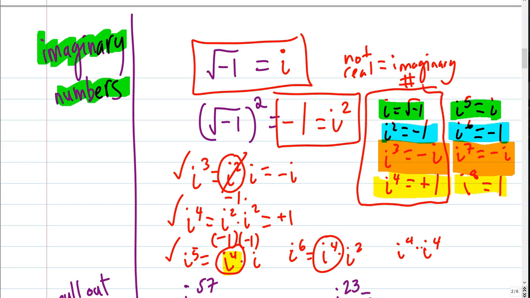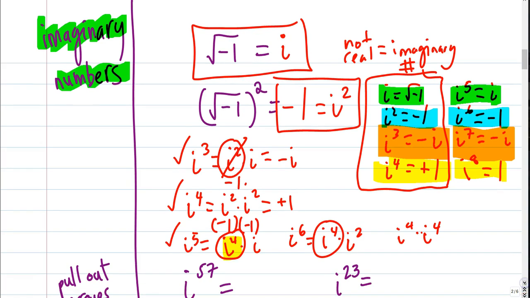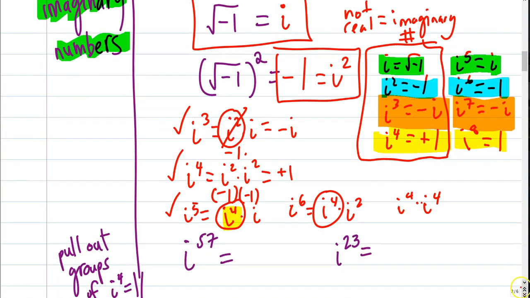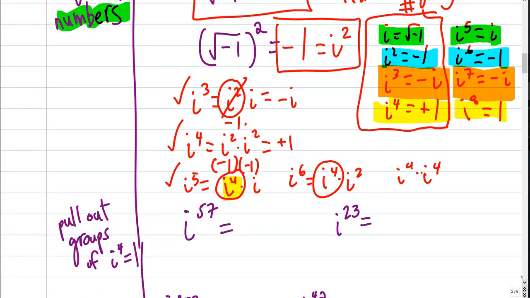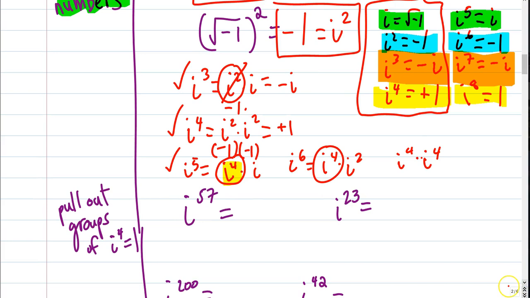You're like, well, that's complicated. Well, okay, put that on your note card. You have all 4 of those down and you know the pattern, then you can figure out any i. For instance, what is i to the 57th? You're like, well, that's not cool. Okay, well, pull out the groups of 4, because every 4 resets. So basically, i to the fourth is 1. So what is 57 divided by 4?